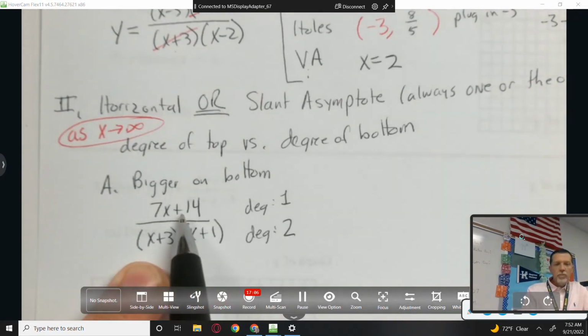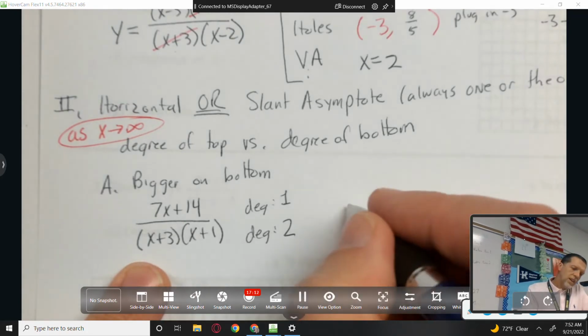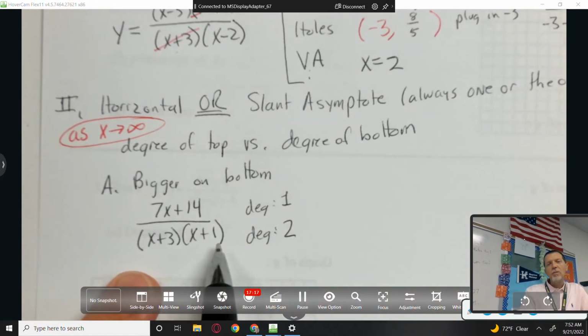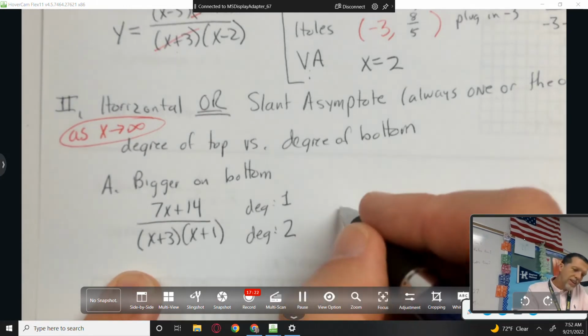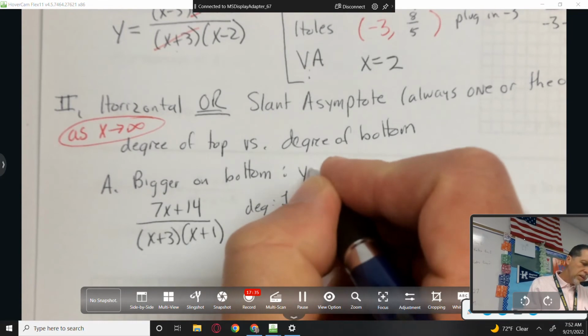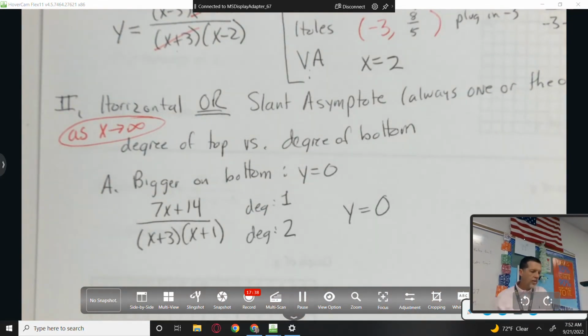So if I have a number divided by a really big number, do you know what that equals? Like if I have $5 in my pocket and I divide it by everybody in the whole world, how much does each person get? Not even a penny. Pretty dang close to zero. And the more people there are, the less money they get, and it approaches zero. So bigger on bottom, y equals 0. That's our favorite case because there's no math to do. It's just bigger on bottom, it's 0. Y equals 0.